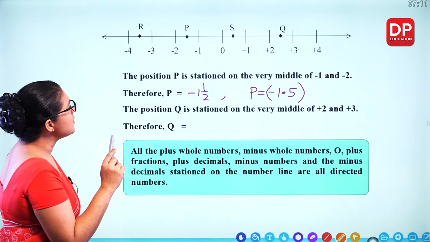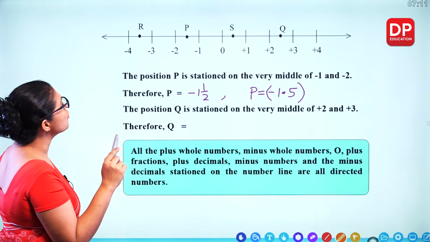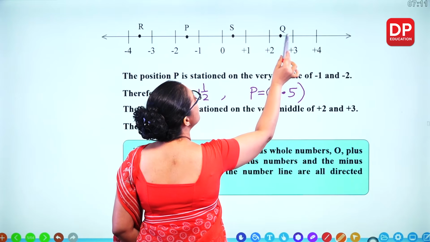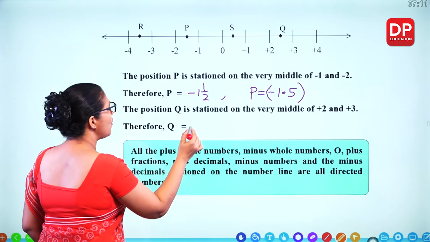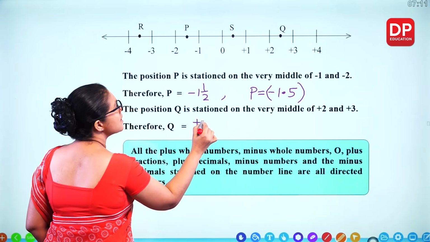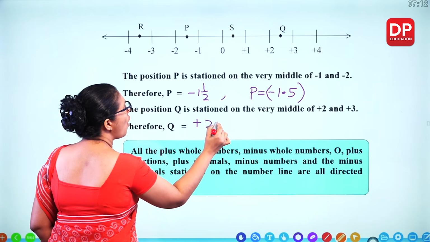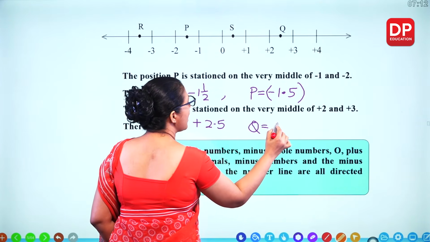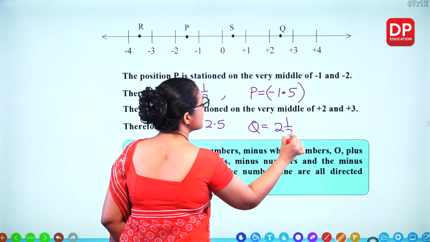The position Q is stationed on the very middle of +2 and +3. This is also the same. So what's the value of Q? Q you can write plus 2.5, or 2.5. You can either write in fractions or decimals.